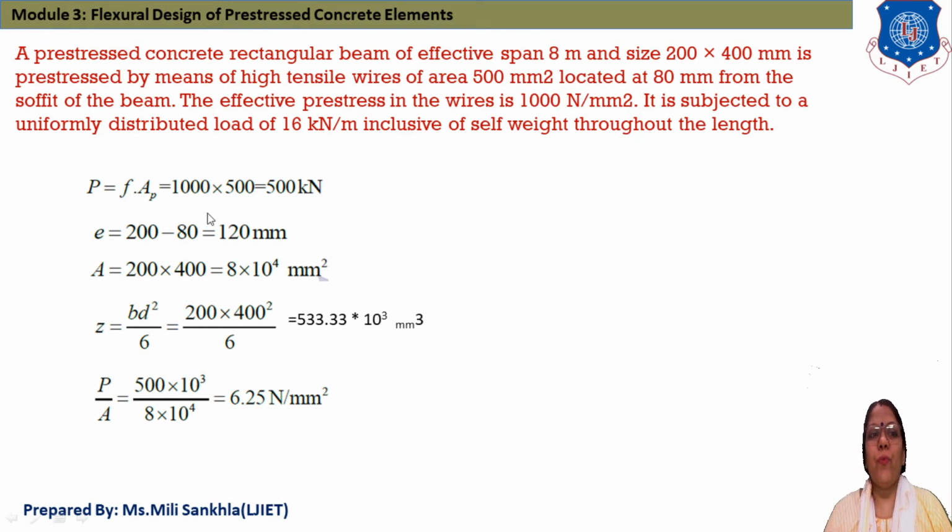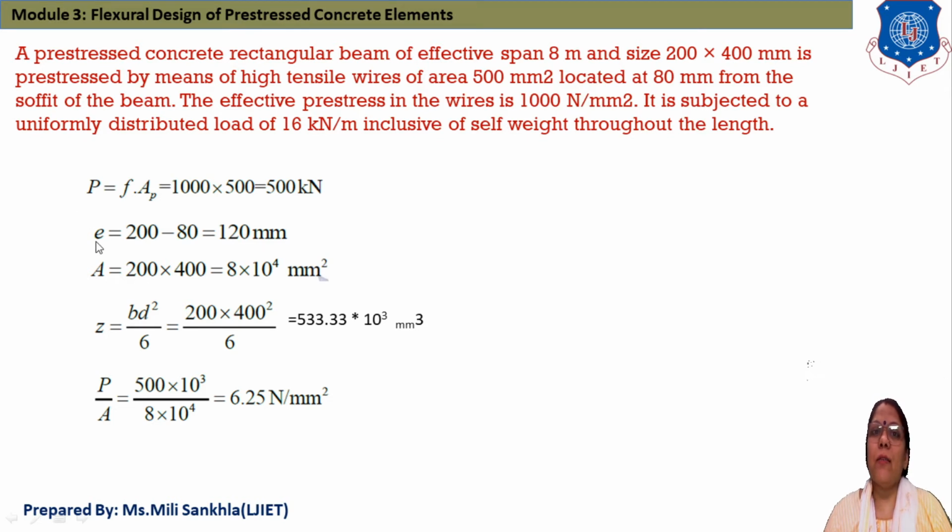First we find the prestressing force. Stress is equal to load divided by area, so force is equal to stress into area. Stress is given as 1000 Newton per mm square, and the area of prestressing steel is already given as 500 mm square, so P is equal to 500 kilonewton. Convert Newton into kilonewton.